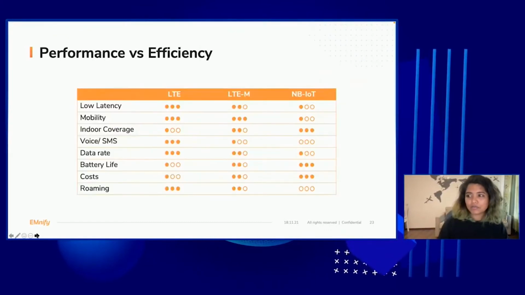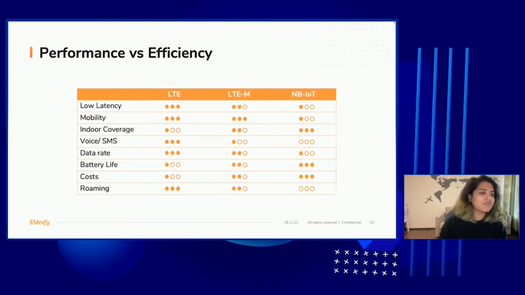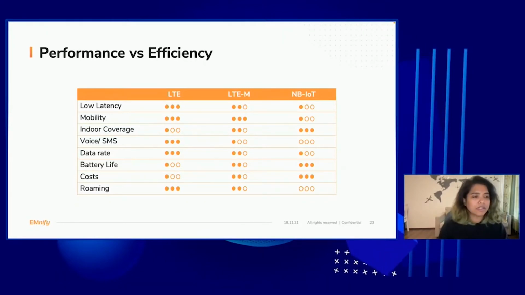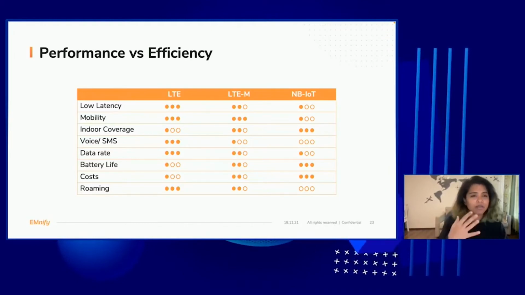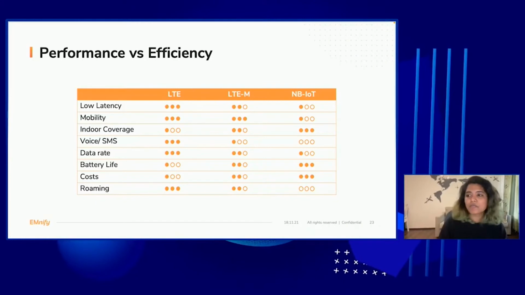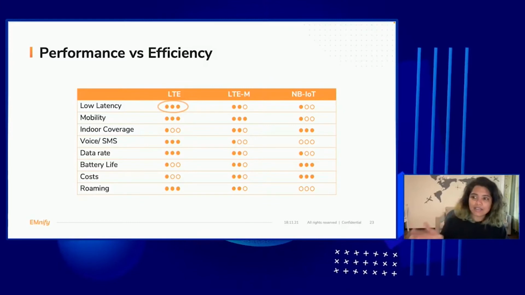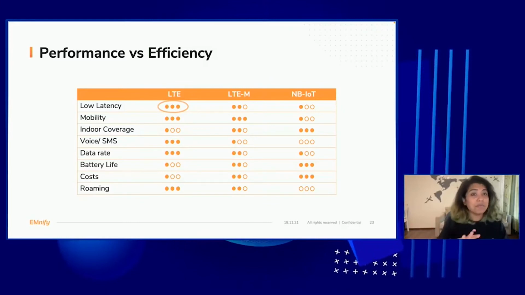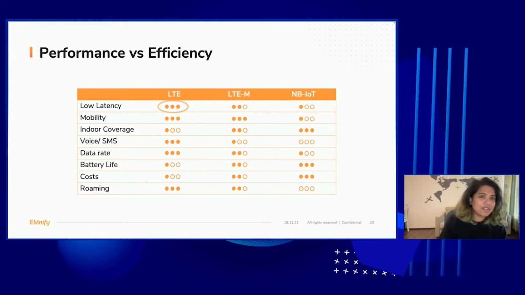And so how and why would you use which one? Let's take a few examples. If you're using something like a critical system wherein the data needs to go really fast and reach in time, a mobility use case, or like an ambulance, you would use LTE because you need low latency. In this case, LTE has the lowest latency, LTE-M is in between, and NB-IoT has a high latency, so you would not choose NB-IoT here.